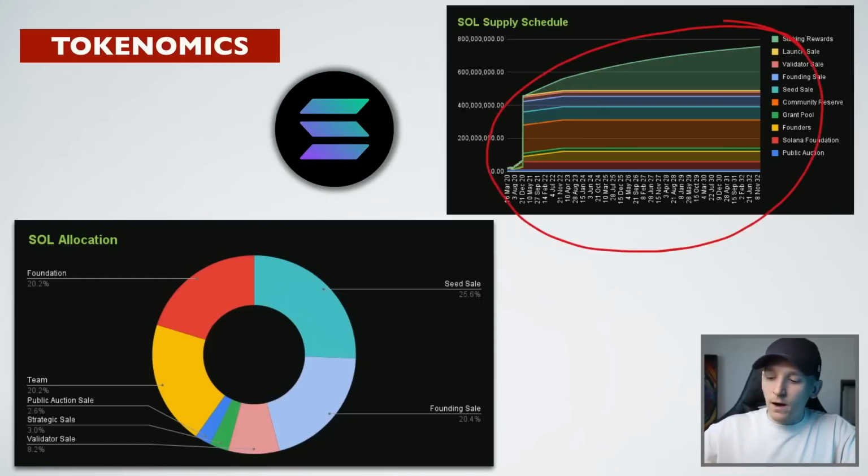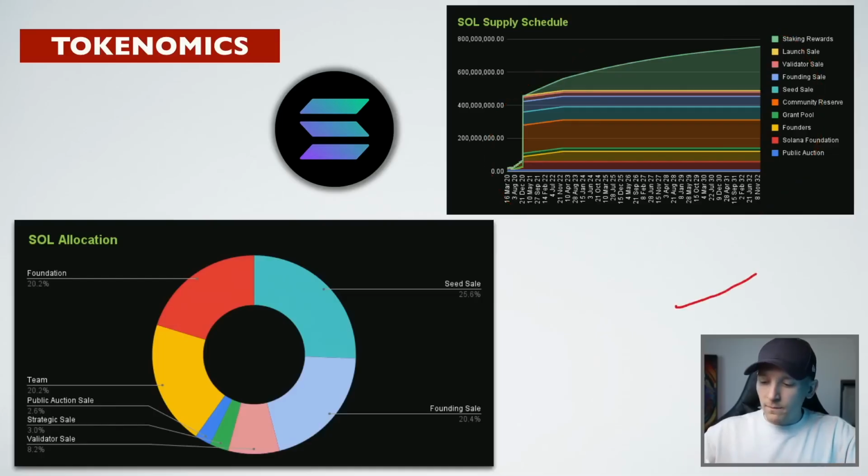There is also a supply schedule over time. Most of these coins will start with a smaller amount of supply and then increase the supply over time to a later amount. The reason is, as you can see, the supply increases to give some network participants more coins over time.